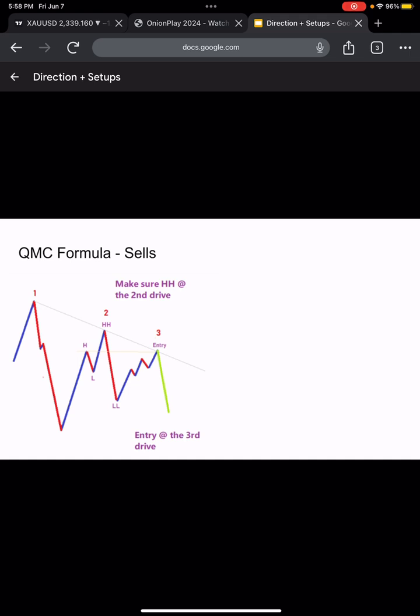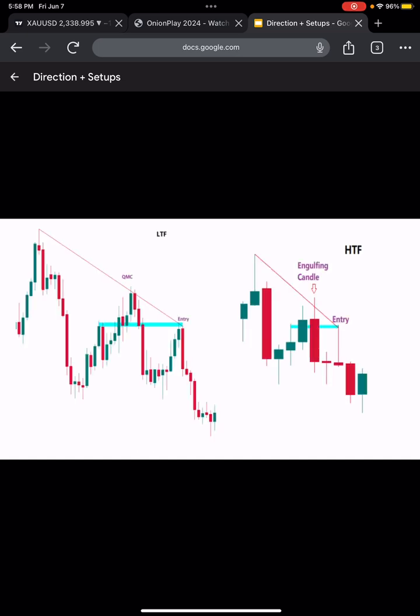And then here's the same thing for sells, except opposite. You make sure the higher high is at the second drive. Entry is at the third drive, which is just the third point of the trend line. Again, same thing. So I'll show you some examples of what that looks like. So the trend line doesn't have to be perfect. It's just for confluence. As long as you can connect any 2 points, and then the third point would be the left shoulder, right? So this is what it would look like, right?